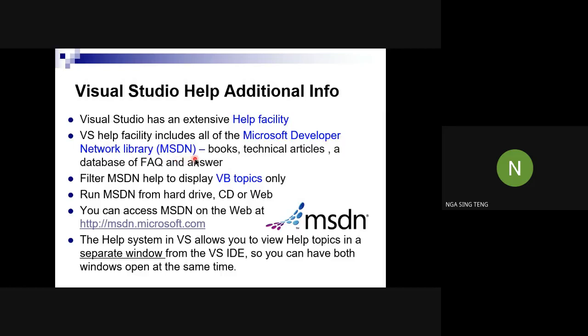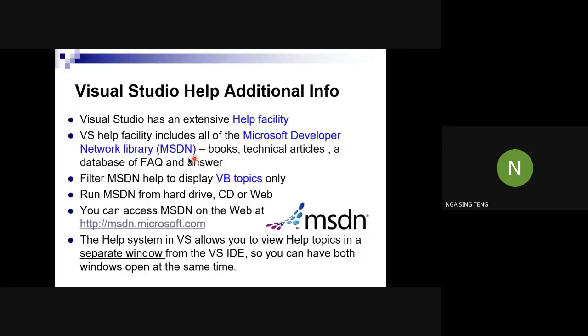A lot of questions and answers, which means that if you have some problems or questions, they provide you a lot of information, such as what the properties are, and other kinds of details. Q and A. Okay. MSDN help can display VB topics only. You can just filter it to display VB topics only.